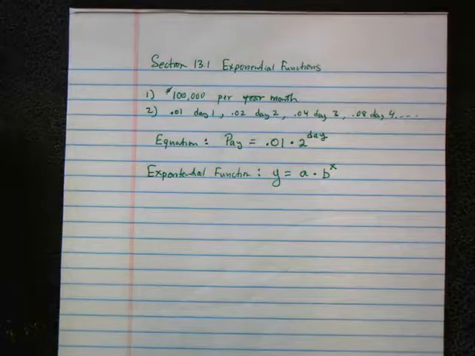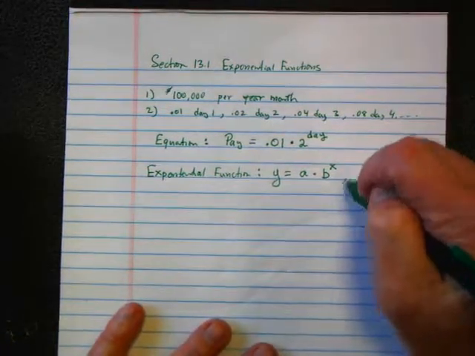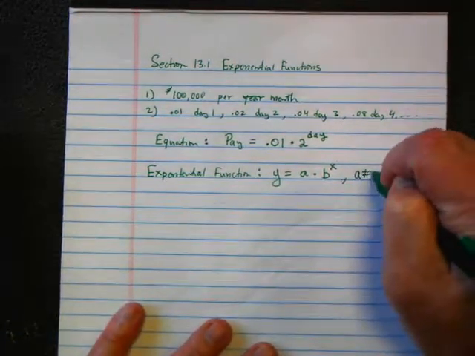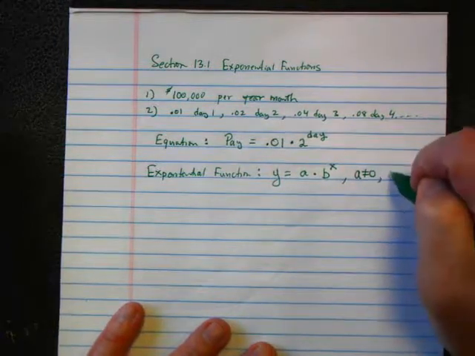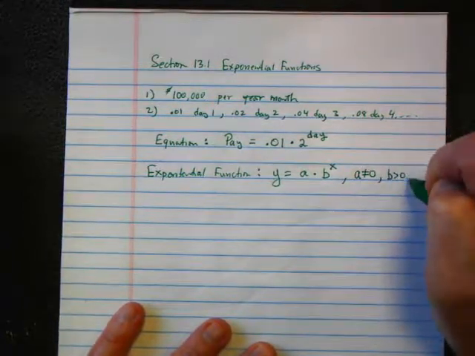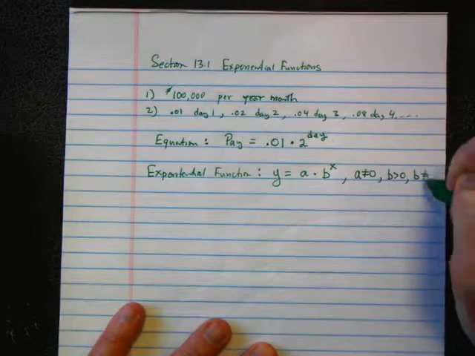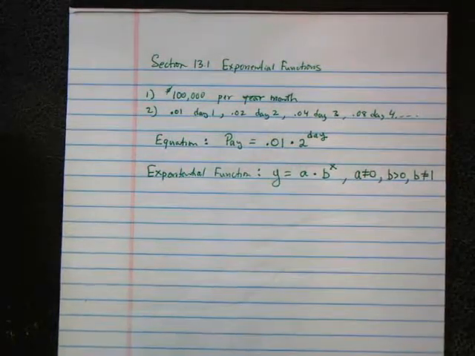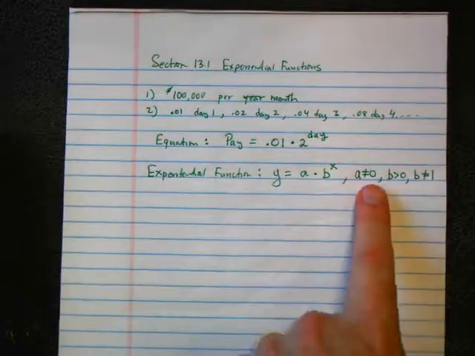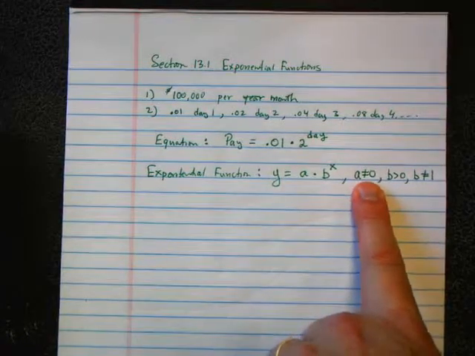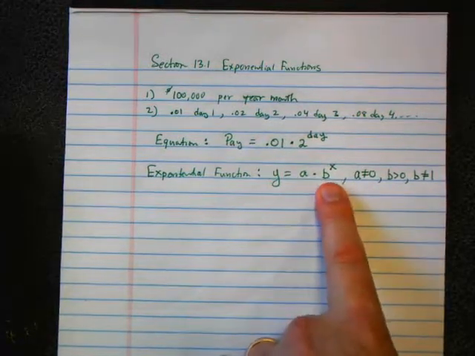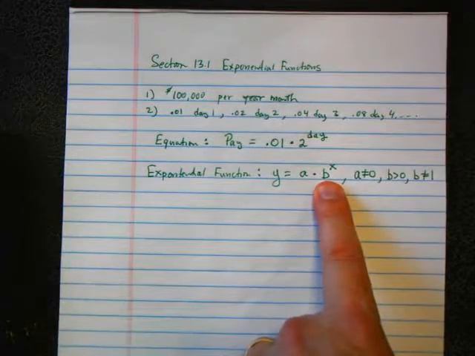All right, we have a couple of rules with exponential functions. The first rule is A can't be 0. And the second rule is B has to be positive, but B can't be 1. All right, well, the first one's pretty easy. How come we want A to not be 0? Because 0 times anything would be 0. Not a very interesting function.